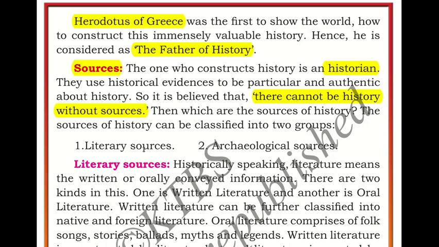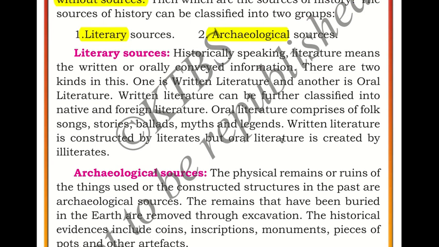In history, we have two types of sources. One is literary sources, the other one is archaeological sources. Okay? Now let us learn about these two sources one by one. Sources means where does that knowledge come from? So literary sources. Historically speaking, literature means the written or orally conveyed information. There are two kinds in this. One is written, the other is oral.